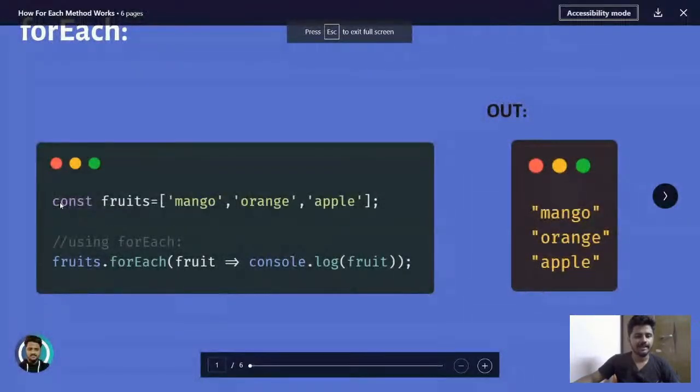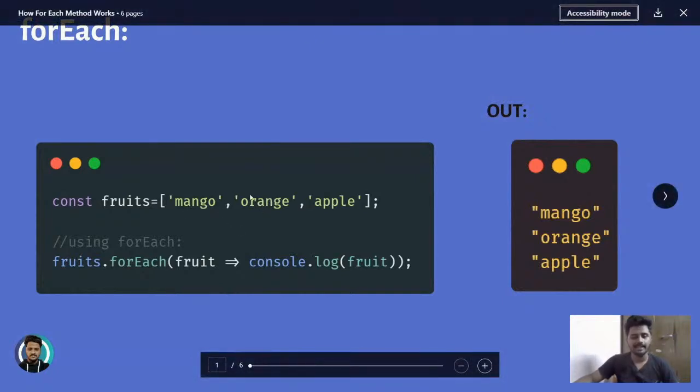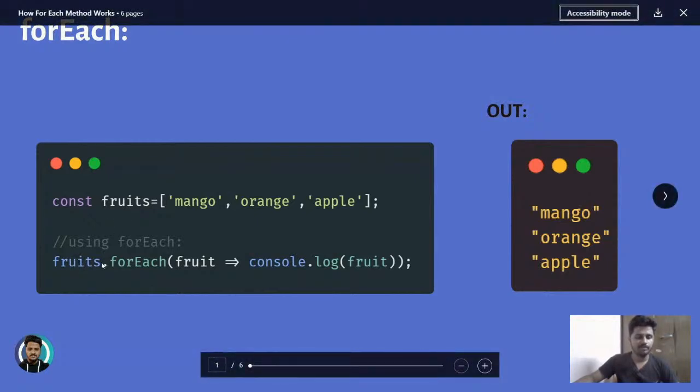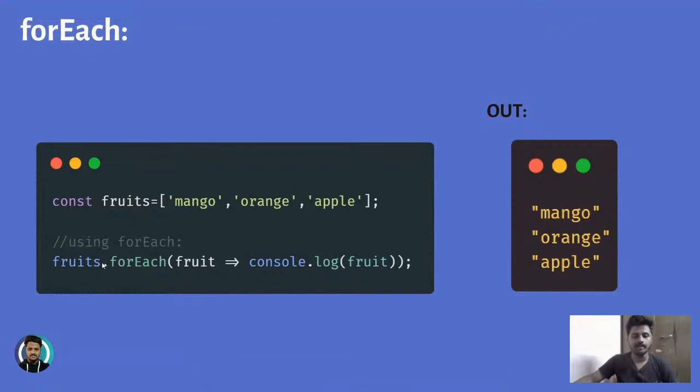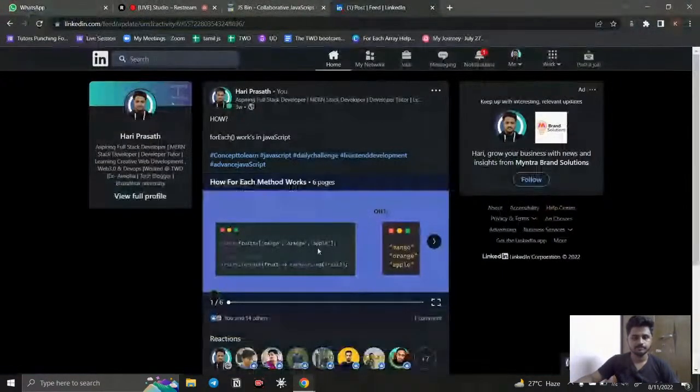I created a variable that is an array: const fruits is equal to mango, orange, apple, like this. So I just created a fruits array, with a 0th index, first index, and second index. When I use fruits.forEach, fruits is nothing but the array. The same array we have fetched, and if I put the dot operator, this is the syntax for writing the forEach loop. Let me explain the syntax first.